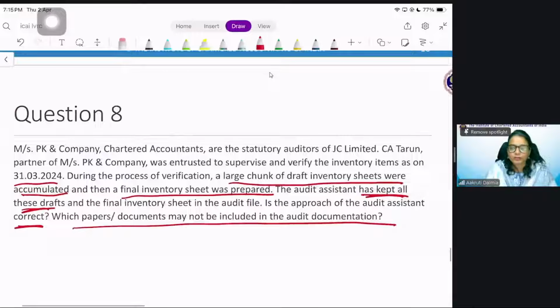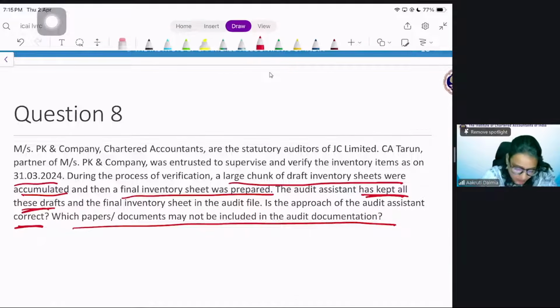Where was I? Question number 8. Fully clear to you, Astha? No problem, right? Answer is still the same. He is still wrong. He has still violated SQC 1. He still should do it within 60 days of time. We just have to not mention the line that the date was wrong. Okay.